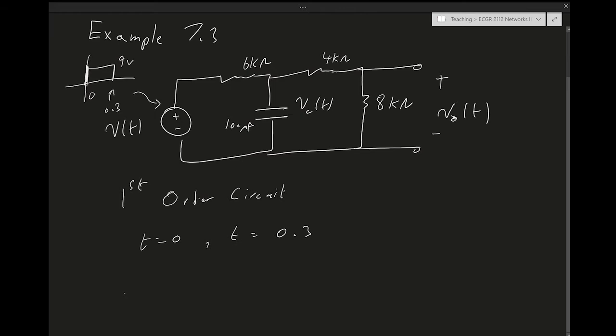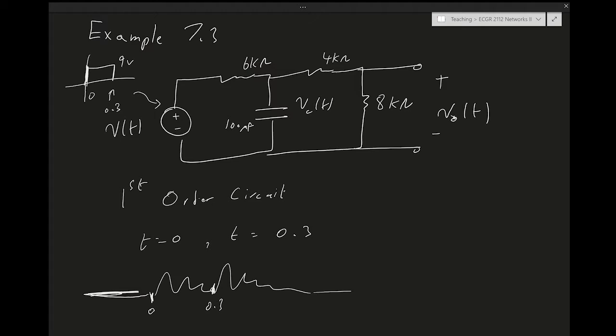So we should expect at t equals 0, we have some initial condition, then some transient would happen, and then at t equals 0.3, we get to some value. We use that value as our new initial condition, and then a new transient will happen until it settles, and then we have, of course, the initial state here. So nothing new here.